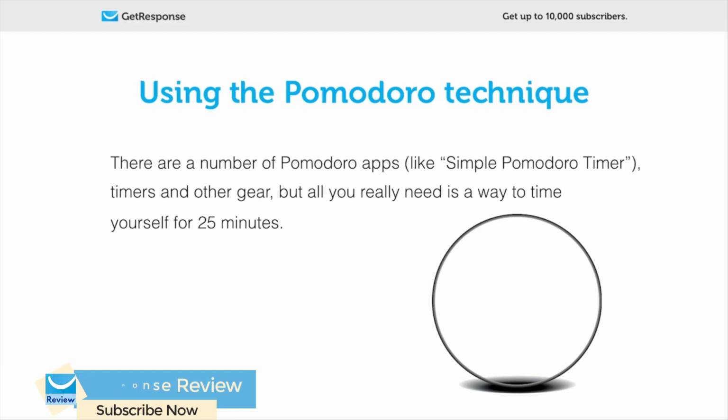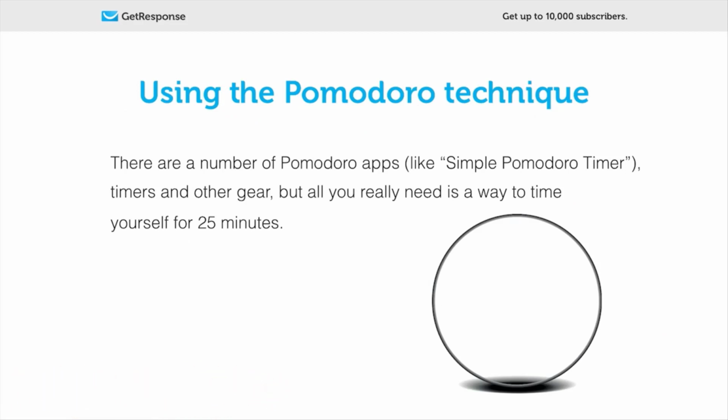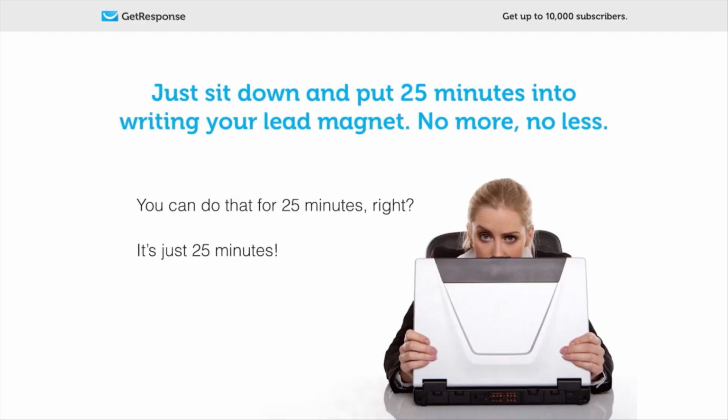There's lots of different timers and software programs, and there are a bunch of Pomodoro apps. I do use a simple Pomodoro timer. That's an iPhone app that was free. They're all good. Use whatever you like. If you've got an egg timer, that will work. Use a timer on your computer, whatever you have. And what we're going to do as soon as I'm done talking in a couple of minutes is you're going to sit down and put 25 minutes into writing your lead magnet.